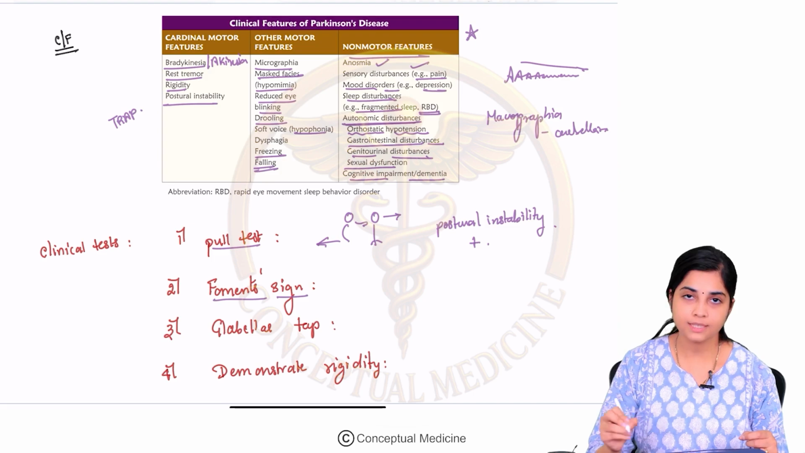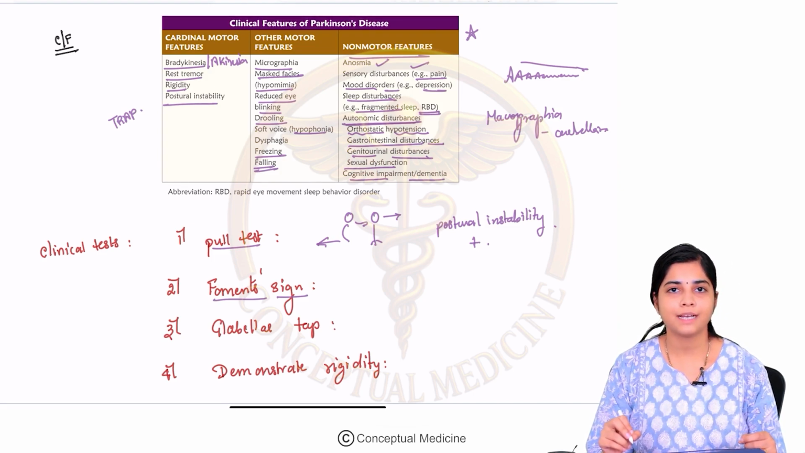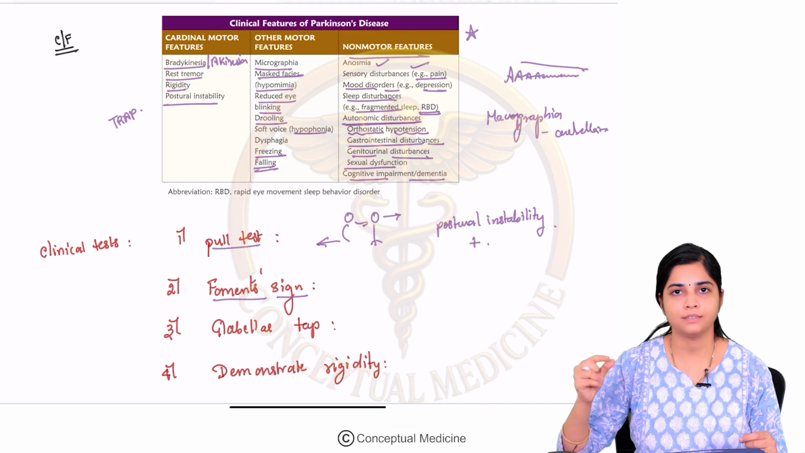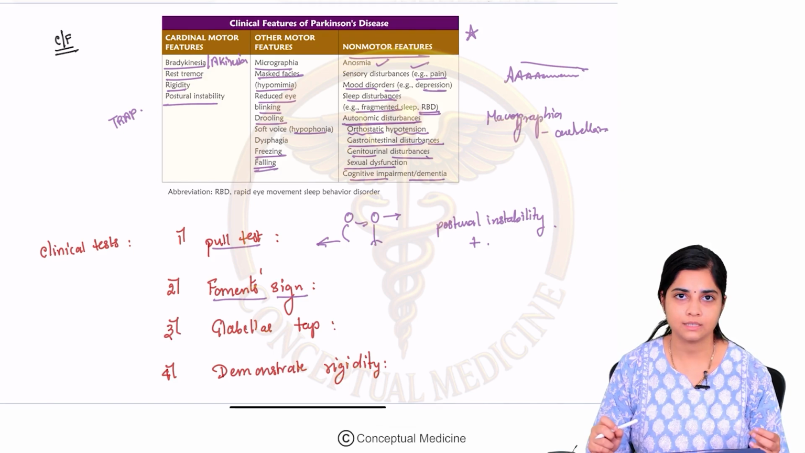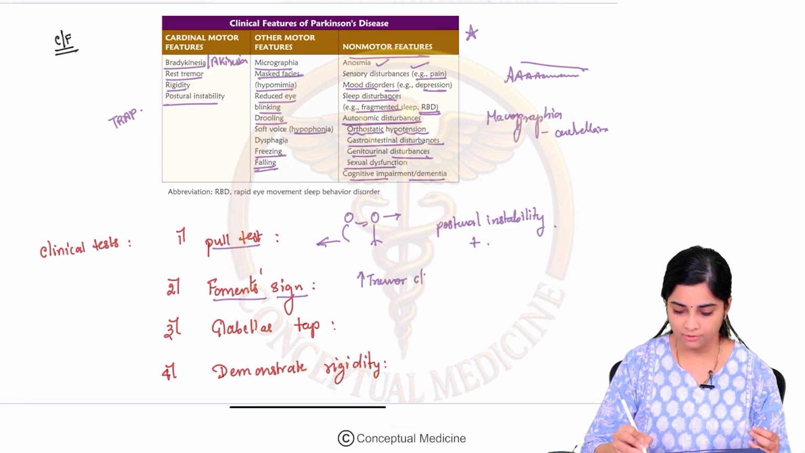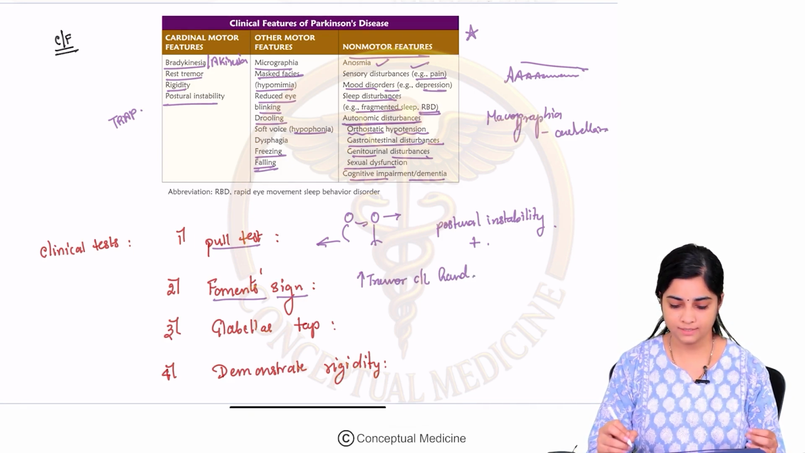Then Foreman's sign. What is Foreman's sign? Right? So Foreman's sign basically means that you ask them to do a movement in one hand or one limb, maybe like a movement like this, right? The other hand, the tremors are going to increase. So there is increased tremor on the contralateral hand of movement, right? So that is called your Foreman's sign.